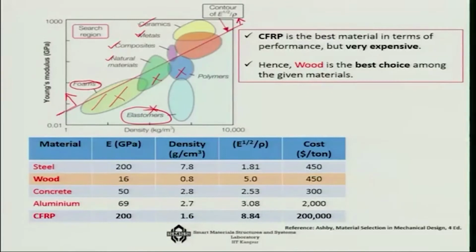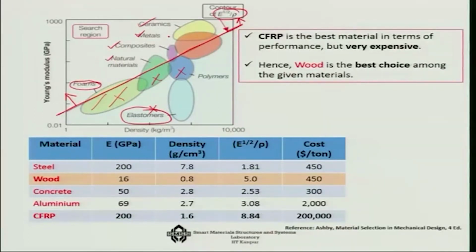And what is this line? This is precisely the line that we have just now obtained, the line for E to the power half over rho. Now, on the top part we have options of ceramics, metals, composites, etc., and some natural materials. So, let us try to take some of the materials.